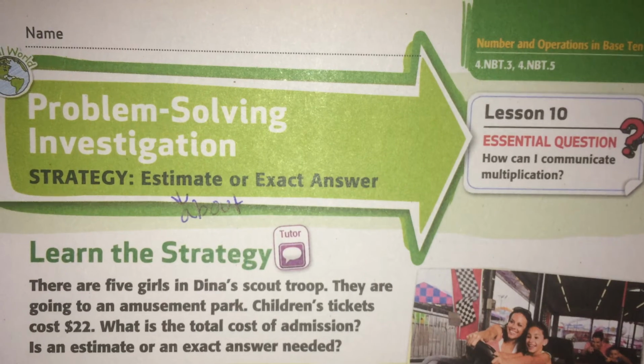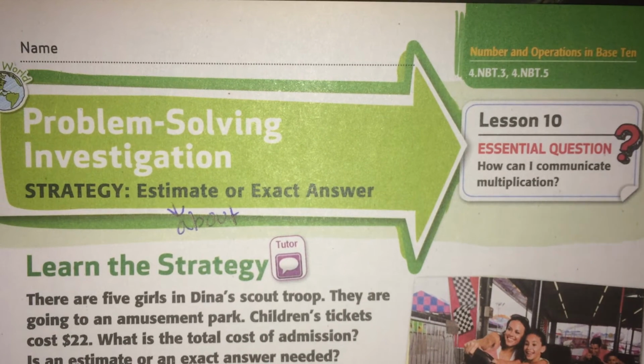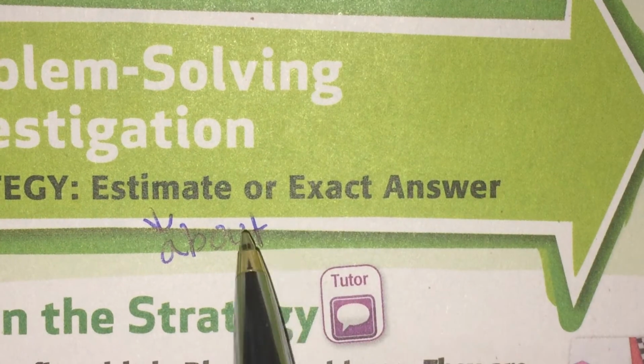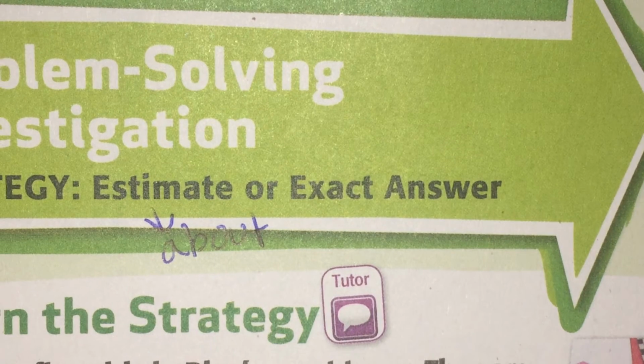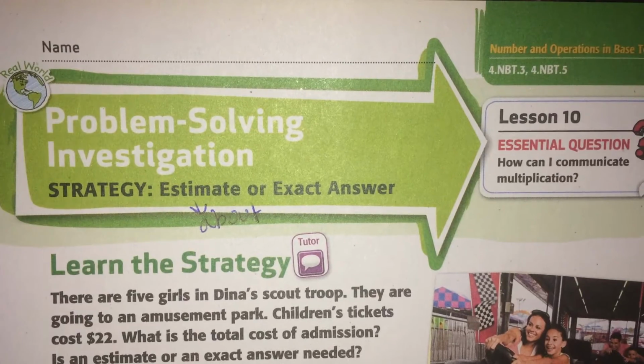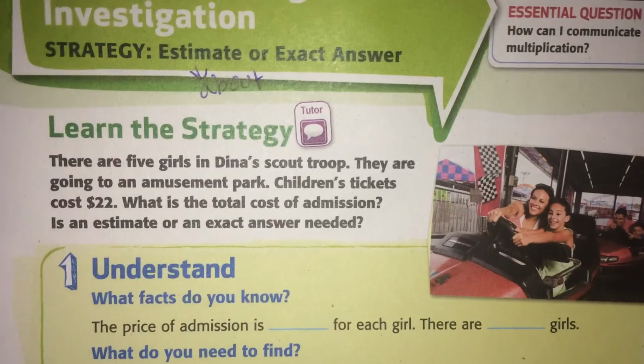So how can you tell in a word problem if you have an estimate or exact answer? Well, a good clue if it's an estimate is this word about. If you see the word about, you can have an idea that that's a keyword for an estimate. Okay, so let's take a look.